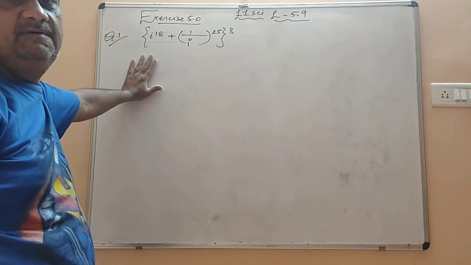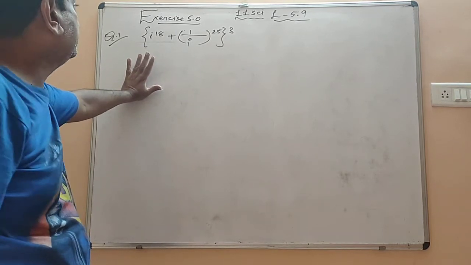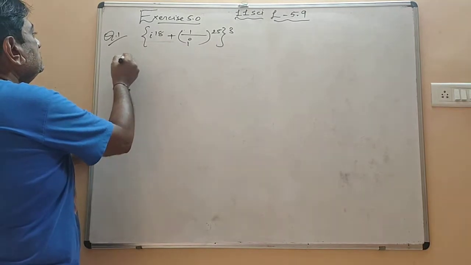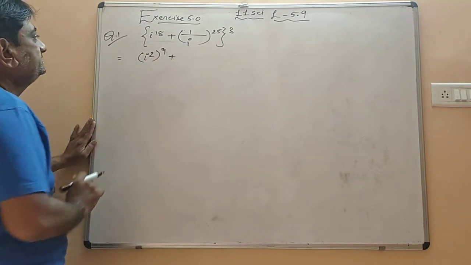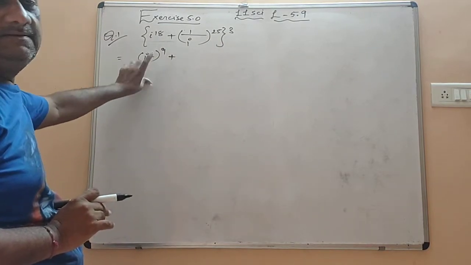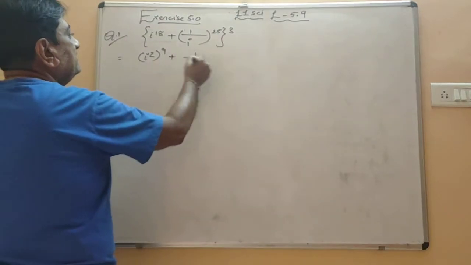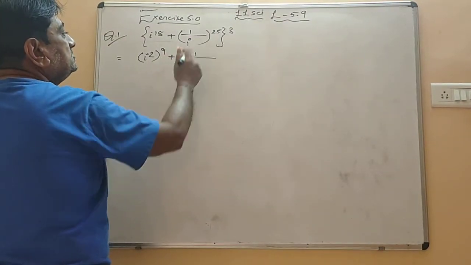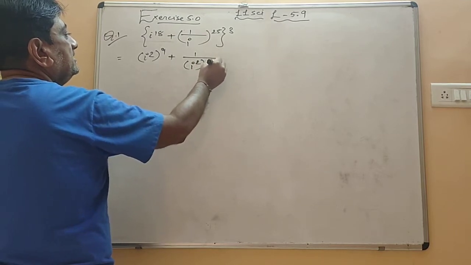Now we have only one value in this chapter, i square equal to -1. So it is i square raised to 9, so 9 2s are 18. Problem is solved now. But the 1 upon i raised to 25, so i square raised to 12 into i.